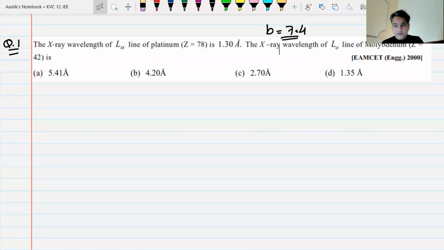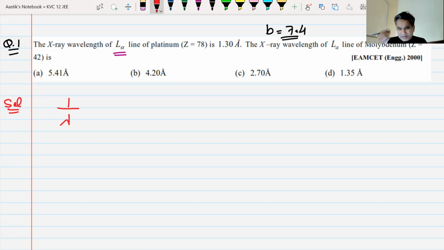Okay, I think I've given you enough time. Now, how we are supposed to do this? Remember, this is L alpha series. For any series, I can write 1 by lambda directly proportional to, well, it's just your calculation that I'm going to check. So I'll give you that equation, and then you can check whether your equation is same as this one or not. So I can write 1 by lambda as R into Z minus 7.4.